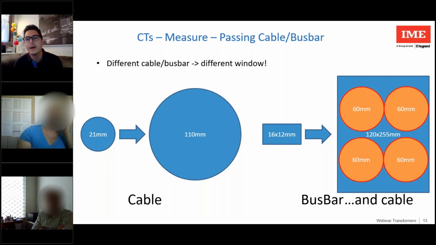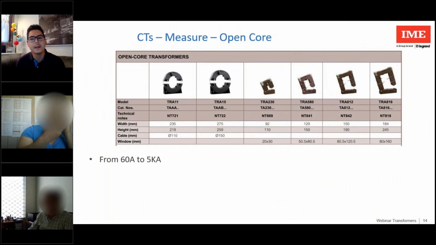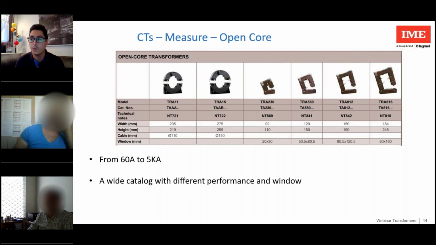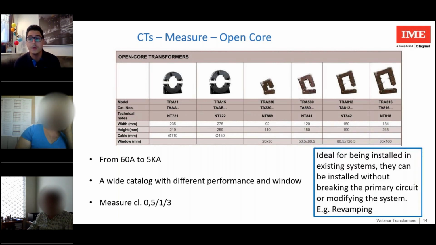The last webinar was about supervision, where we introduced the revamping concept. And if the NEMO 6 is an excellent solution for revamping, what is the first step to measure? Current transformers with openable core. The range starts measuring currents from 60 amps to 5 kiloamps, always with different performance classes and windows. As I say, they are ideal for installation on existing systems because they do not interrupt the primary side of the circuit or modify it.